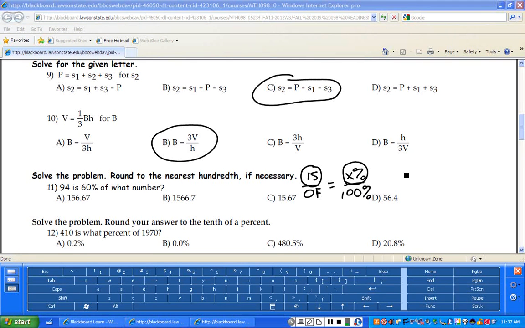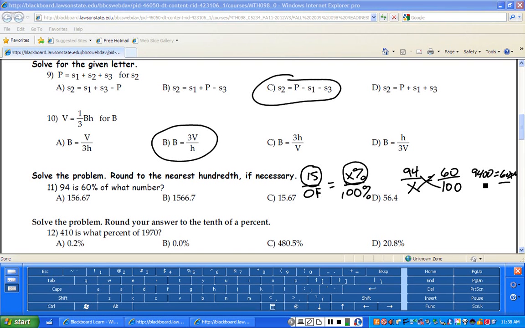Alright, so we set this up by saying 94 is 60% of what number? Of is on bottom. Of what number means we don't know the number, so we represent that by x, and we know this is 100. You always will have 100 at the bottom on the percent side. So then just set this up by cross multiplication. So you have 9400 equals 60x.